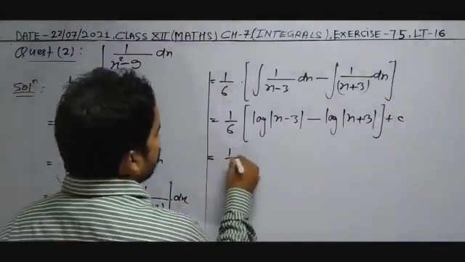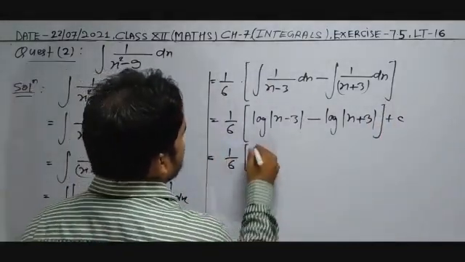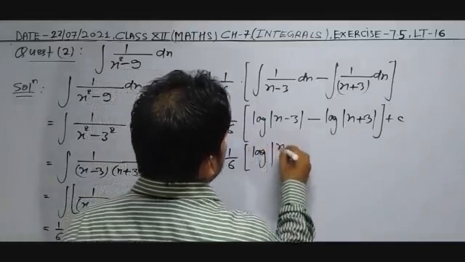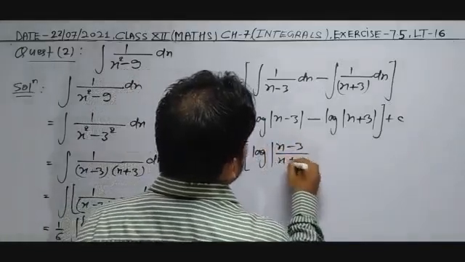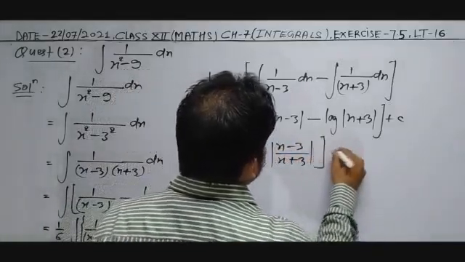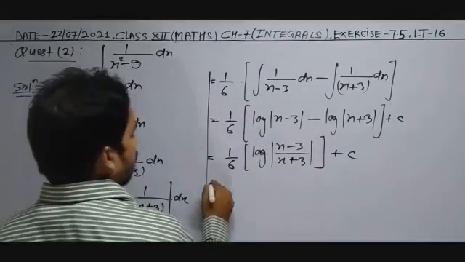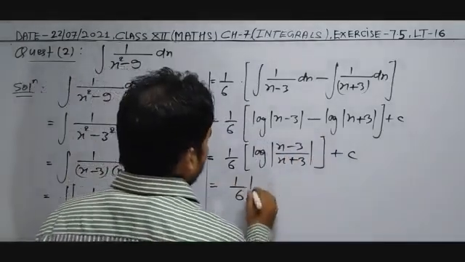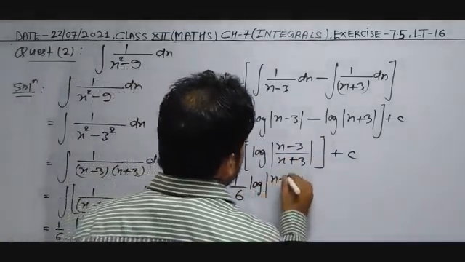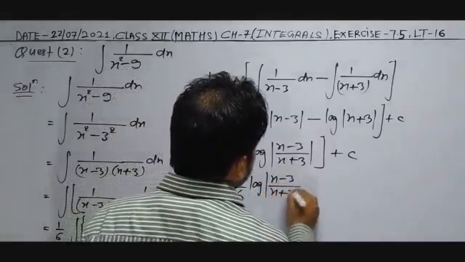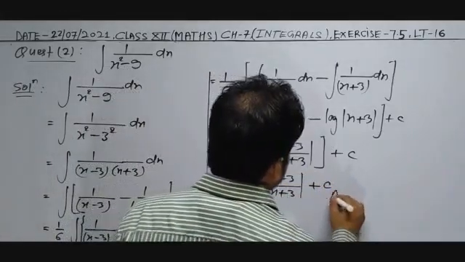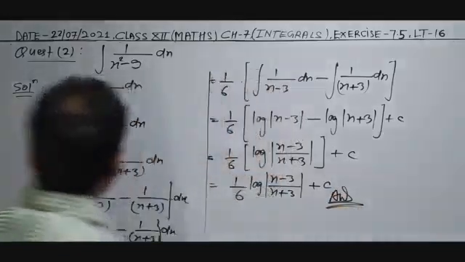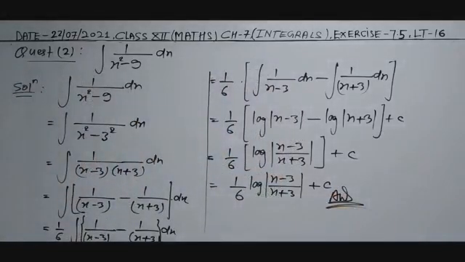Now 1/6 log|(x-3)/(x+3)| plus c. So the answer is 1/6 log|(x-3)/(x+3)| plus c. This is the answer. Now question number 2 is completed.